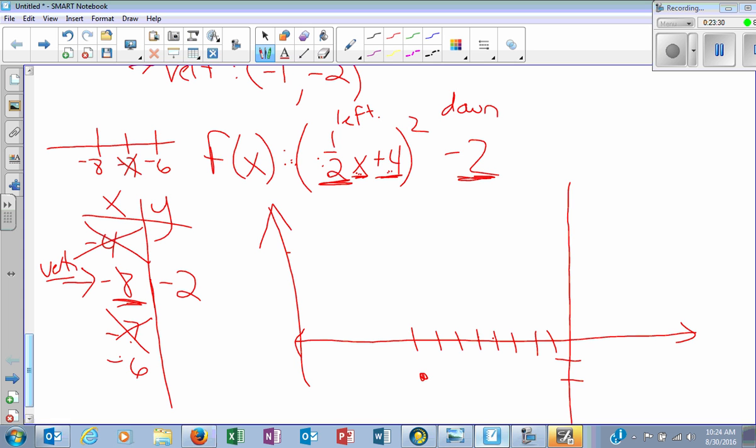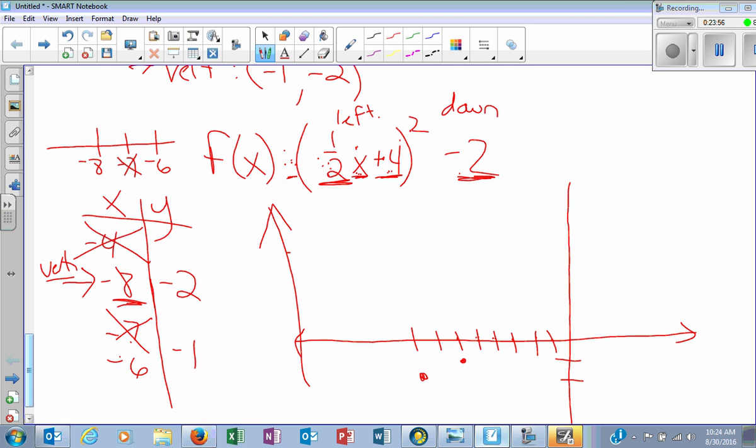-6. Half of -6 is -3. -3 plus 4 is 1. 1 squared is 1. There's nothing out here to multiply, so it's just 1. 1 minus 2 is... So if I go -6, 1, 2, 3, 4, 5, 6, I go down 1. Right?